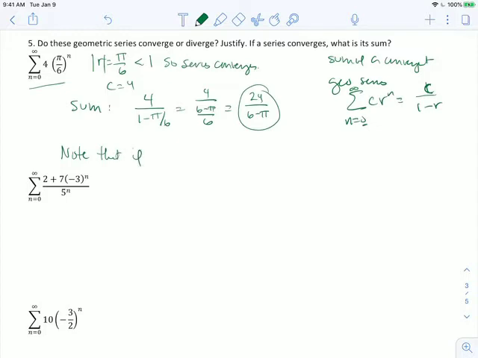Note that if this had been summation n equals 0 to infinity 4 times pi over 3 to the n, that would diverge. And I'll ask you to think about why that would be the case.